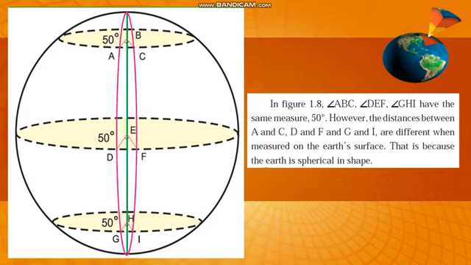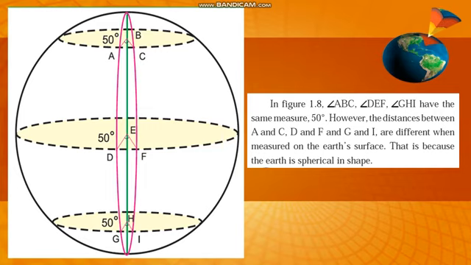In figure 1.8, angle ABC, angle DEF and angle GHI have the same measure, 50 degrees. However, the distances between A and C, D and F, and G and I are different when measured on the Earth's surface. That is because the Earth is spherical in shape.